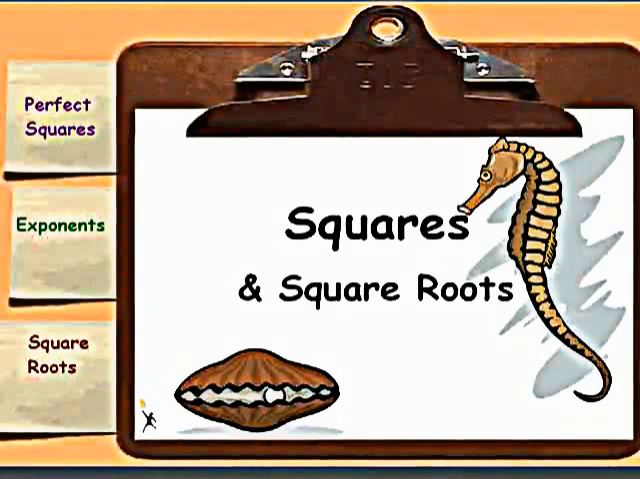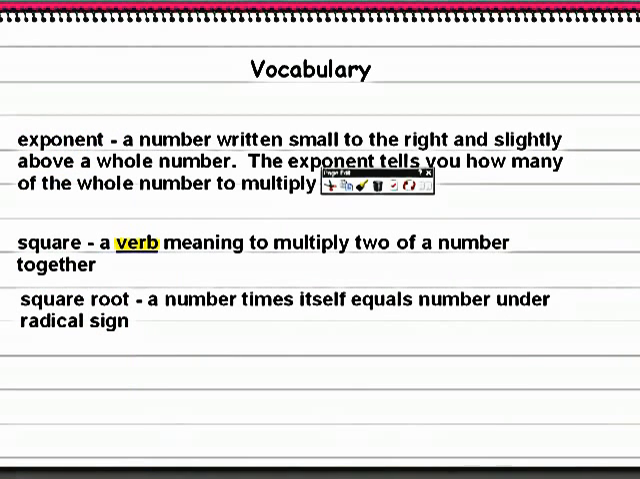Alright, what we're going to talk about today are squares and square roots. Right here I've got three definitions for you. We have here square. Square is a verb meaning to multiply two of a number together. Let me give you an example of that.